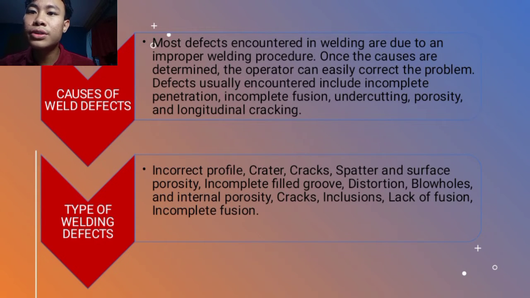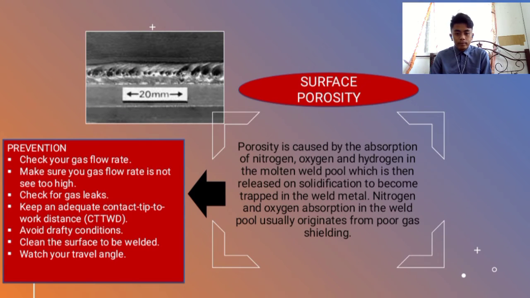distortion, blowholes, and internal porosity, cracks, inclusions, lack of fusion, incomplete fusion. Surface porosity. Porosity is caused by the absorption of nitrogen, oxygen, and hydrogen in the molten weld pool, which is then released on solidification to become trapped in the weld metal. Nitrogen and oxygen absorption in the weld pool usually originates from poor gas shielding.